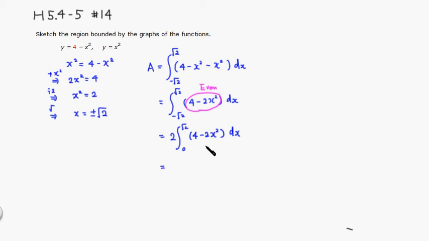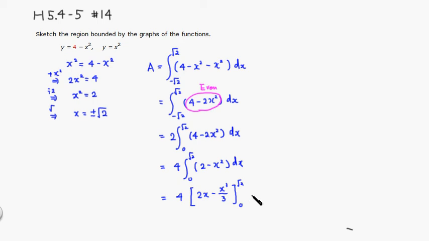Now find the antiderivative. Actually, I'm going to pull out the 2 from the 4 and the 2 here, so it's going to be 4 times the integral from 0 to square root of 2 of 2 minus x squared dx. Then let's evaluate it using the fundamental theorem of calculus. The antiderivative of 2 is 2x. The antiderivative of negative x squared is negative x cubed over 3. And you're going from 0 to square root of 2.